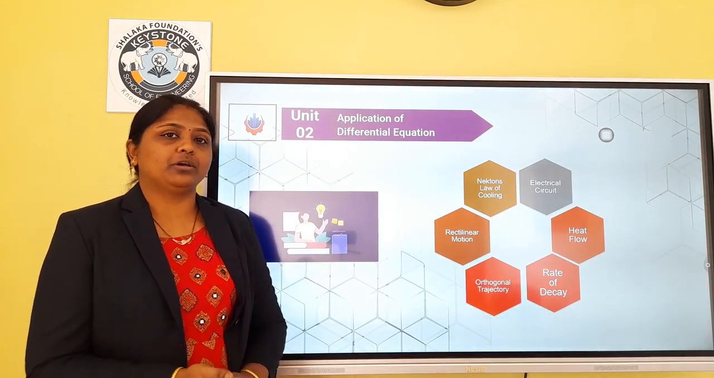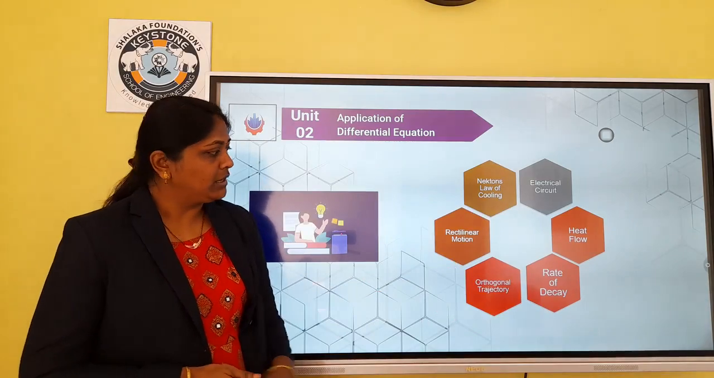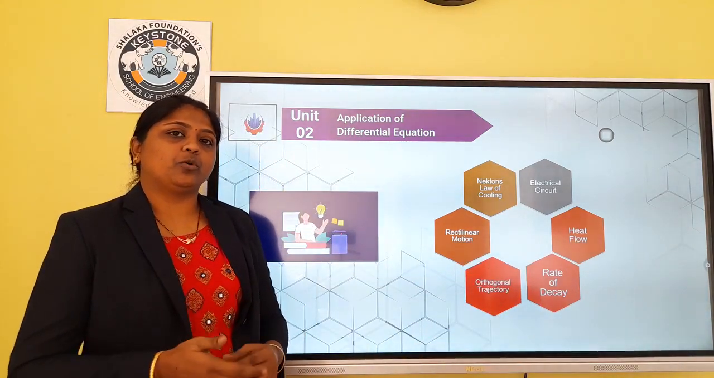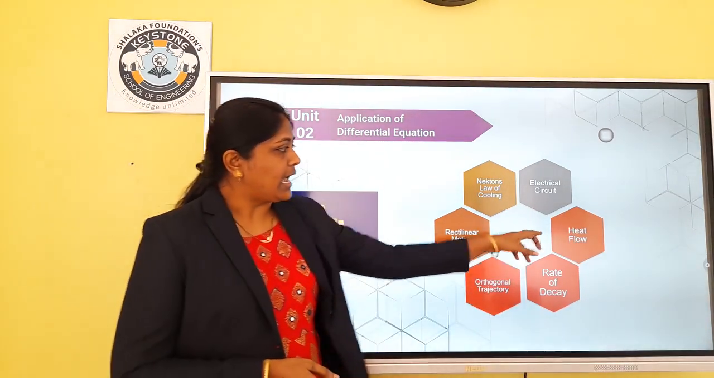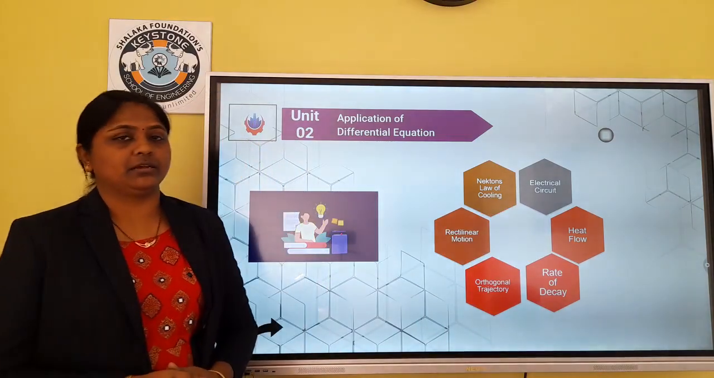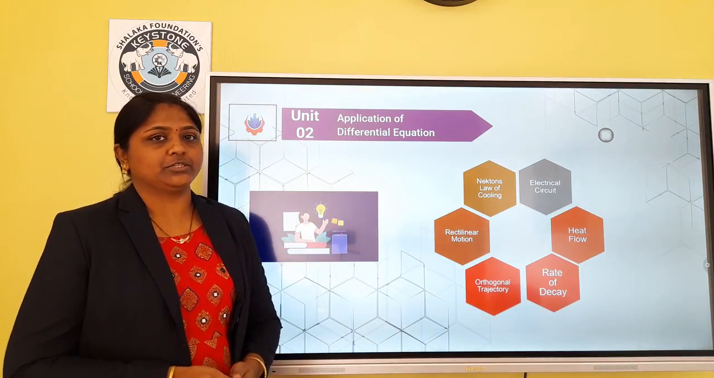Orthogonal means perpendicular, trajectory means curves. So you have to learn perpendicular curves here. Next is rate of decay. In rate of decay, there is rate of growth also that you have to study. And last but not least, the heat flow and electrical circuits. These are the applications of differential equations you have to study in this unit.